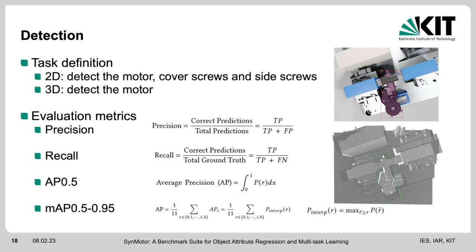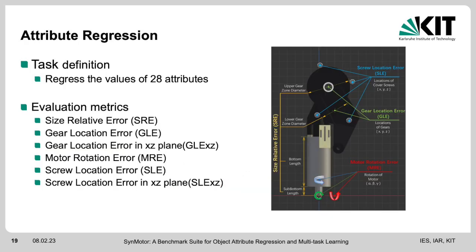The widely used mean average precision was originally proposed in the VOC challenge. We use an advanced version in COCO which further considers different IOU thresholds. For the attribute learning, we regress the values of 28 attributes and define 6 evaluation metrics considering multiple perspectives, including object size, object orientation, and object keypoint positions.